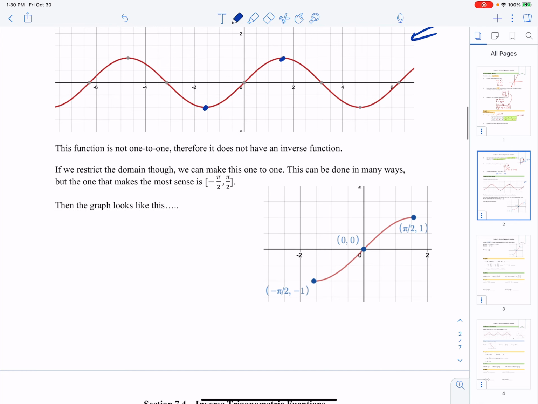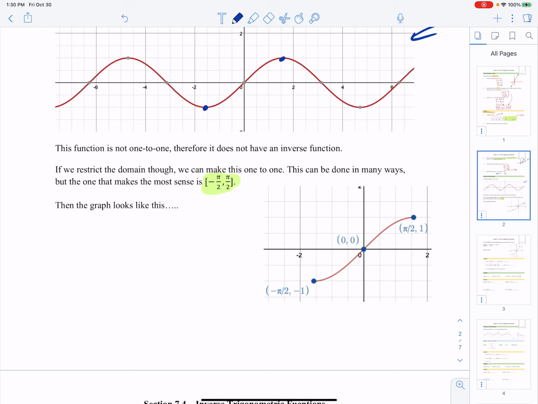Getting more specific with these points, the lowest point is at (-pi/2, -1). The highest point is at (pi/2, 1). And you notice that it's one-to-one. It passes the horizontal line test. We only hit each y value once, and we do hit every y value once. So this is the main restriction for the inverse sine of x.